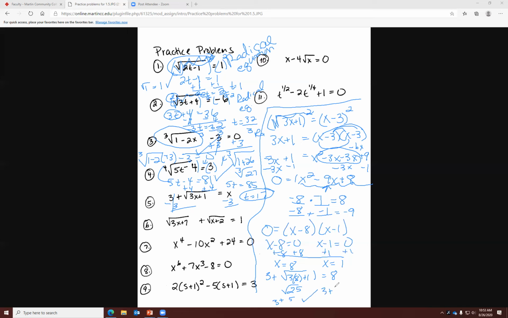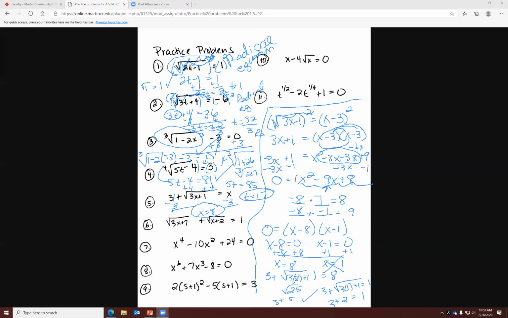So 3 plus the square root of 3 times 1 plus 1, is that equal to 1? That's going to be 4. The square root of 4 is 2. Plus 3, is that equal to 1? No. So this one will not work, and so our only answer here would be x equals 8. This is why we always have to check our answers. Okay? All right, let's do the next one.